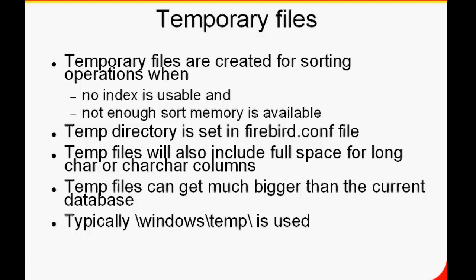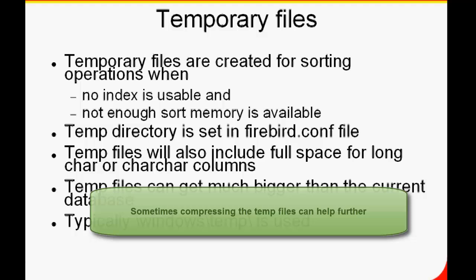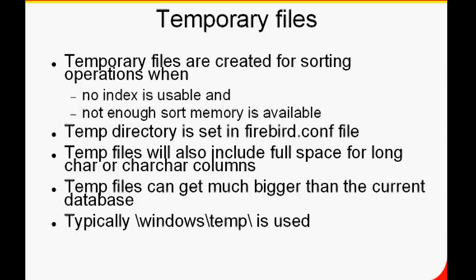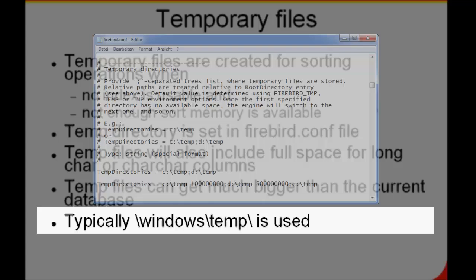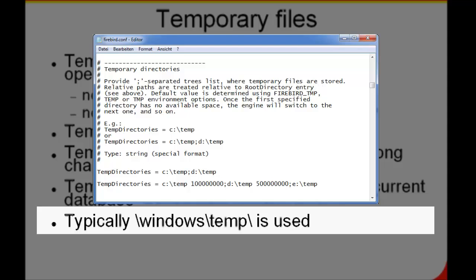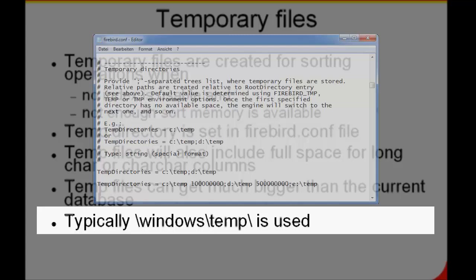It can also sometimes be advantageous to compress the temp files. Firebird temp files begin with FB, and by default, they are stored in the Windows temp directory when the Firebird server is installed as a service. The Firebird temp directory or directories can be altered and specified in the Firebird configuration file by defining the parameter TempDirectories. Firebird then uses those directories specified here and, only when there is insufficient space, goes on to use the Windows directories.